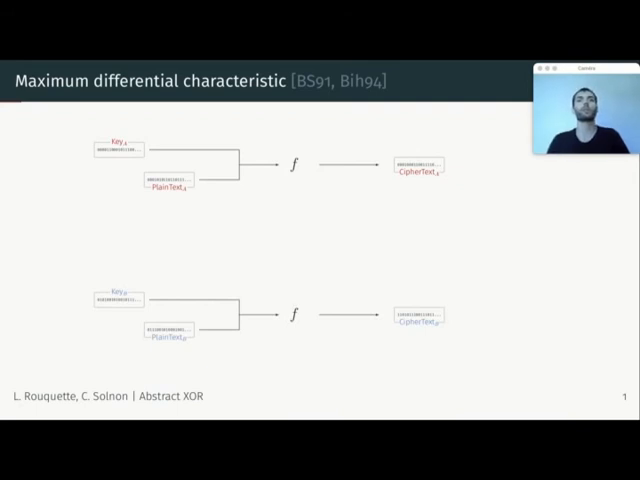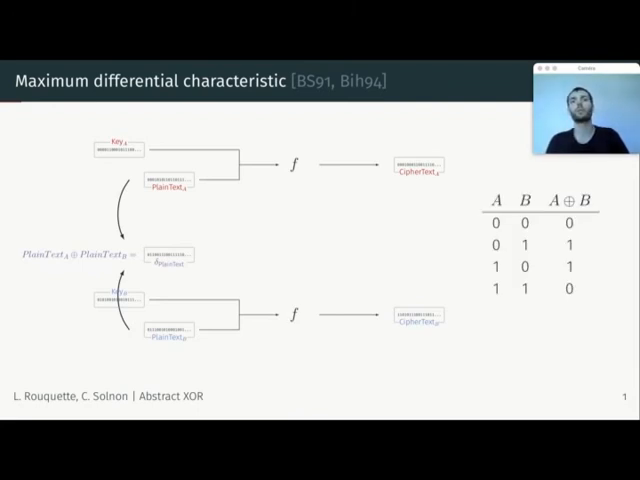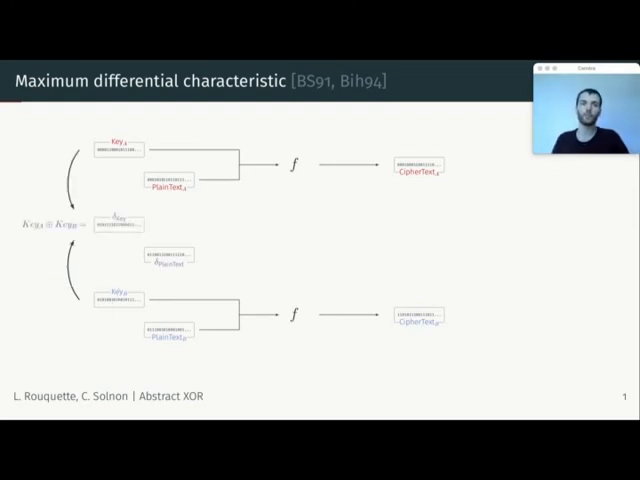Now we choose another key and another plaintext. The cipher function transforms the new plaintext with the new key into a new ciphertext. We compute the differences between the inputs with the bitwise XOR operator. The bitwise XOR operator is defined with the following truth table. The result is 1 if the two inputs are different. In the same way, we compute the differences between the two keys and the differences between the two ciphertexts.